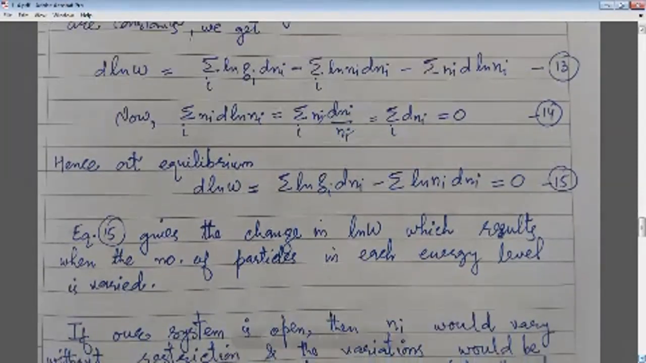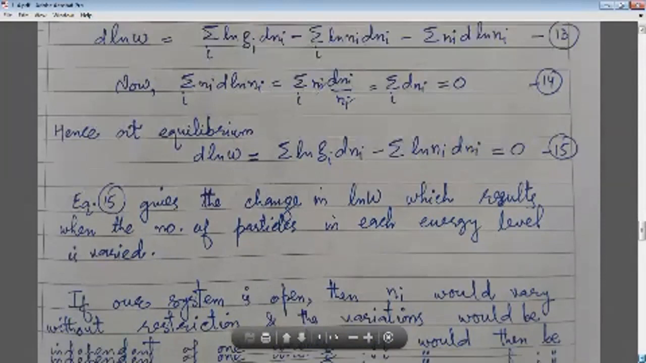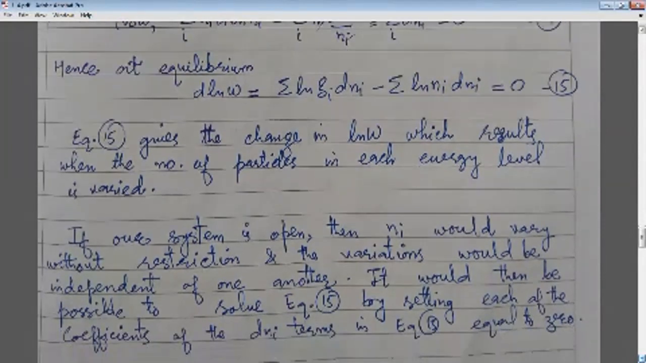Now this was the case of a closed system up to here, but if we take an open system, then the number of particles, that means the ni, would vary without restriction, and the variations would be independent of one another. It would then be possible to solve equation 15 by setting each of the coefficients of the dni terms in equation 15 equal to 0.